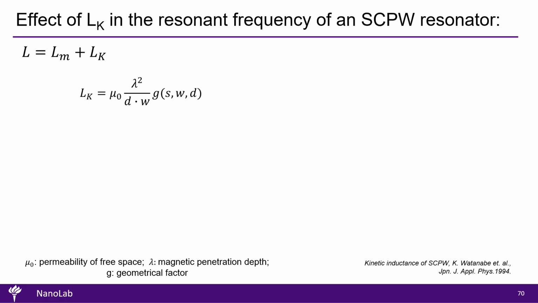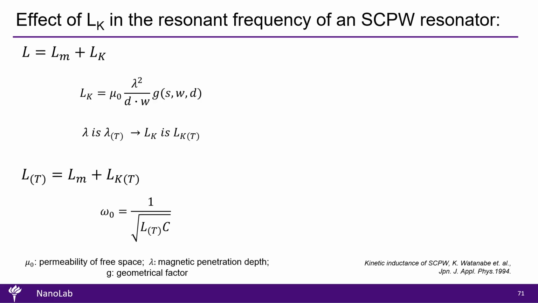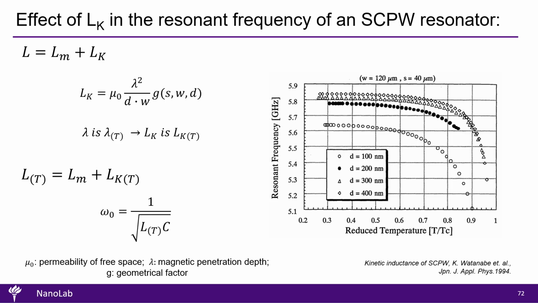We can see an example of the effect of kinetic inductance when it becomes comparable to magnetic inductance in a 1994 study on niobium nitride superconducting coplanar waveguide resonators. In that work, the authors derived an expression for Lk showing that kinetic inductance is proportional to the magnetic penetration depth, lambda. Since lambda depends on temperature, Lk also varies with temperature, while the variation of Lm with temperature is negligible. Because Lk was comparable to Lm, the resonant frequency of their resonators changed with temperature, as illustrated in this graph for different film thicknesses.